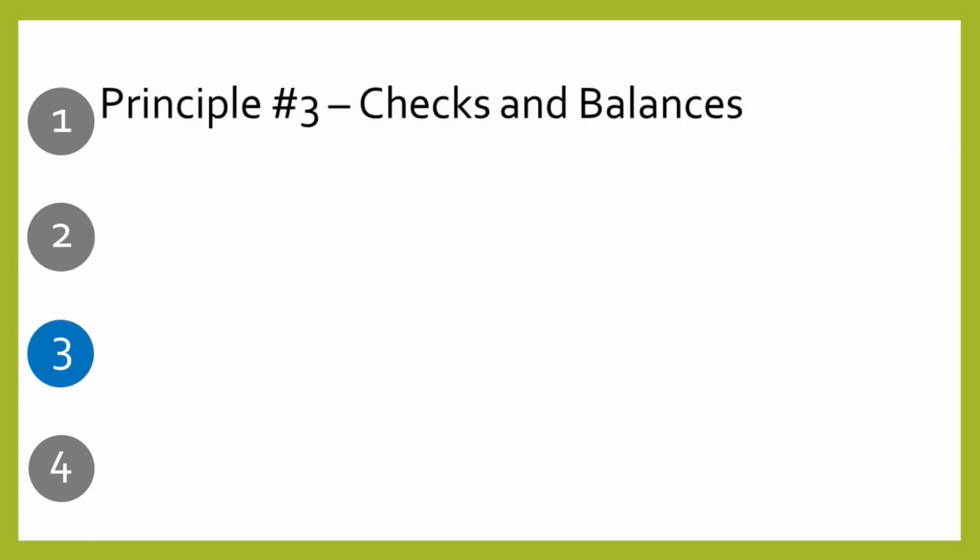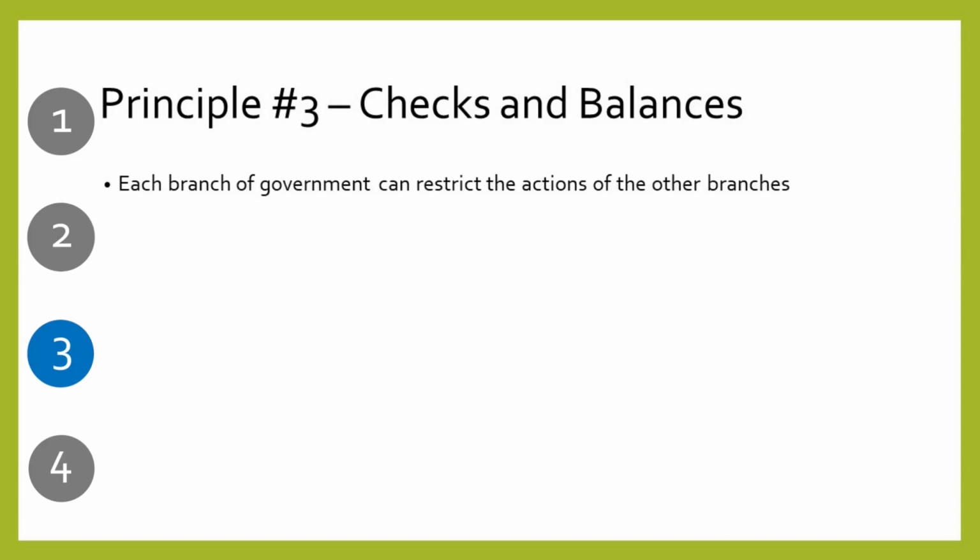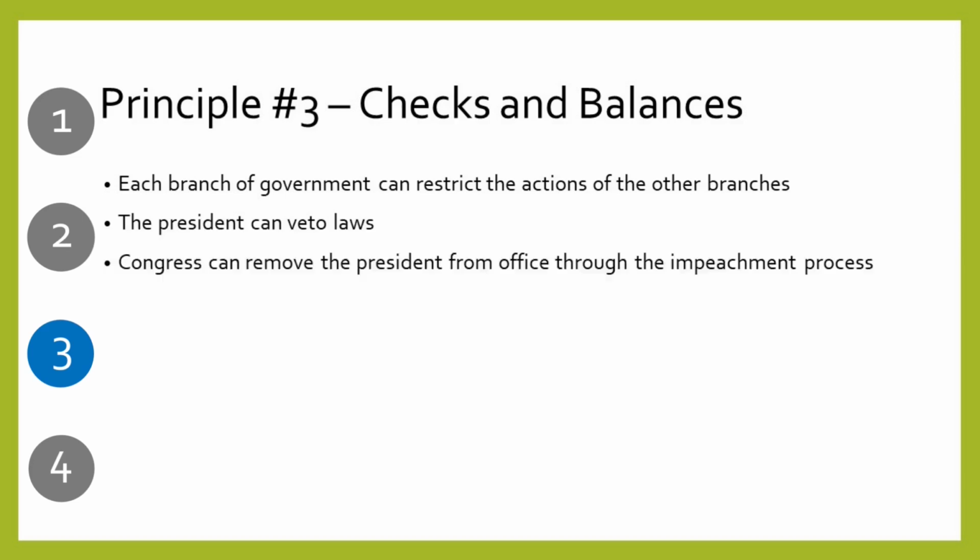Third, there was the principle of checks and balances. This essentially meant that each branch of government had some way to restrict the actions of the other branches if they tried to seize power. For example, if Congress passes a bad law, the president can veto it. On the flip side, if the president violates their oath of office, Congress can, at least in theory, remove them from office through a process called impeachment.